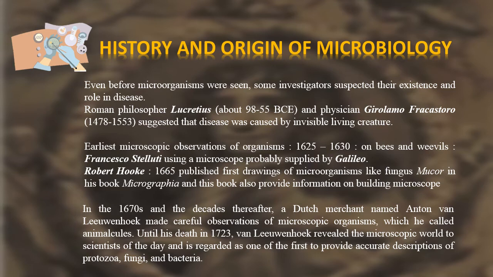Robert Hooke in 1665 published the first drawings of microorganisms like fungus and mold in his book Micrographia, and this book also provides information on building a microscope. In the 1670s and the decades thereafter, a Dutch merchant named Anton van Leeuwenhoek made careful observations of microscopic organisms which he called animalcules. Until his death in 1723, van Leeuwenhoek revealed the microscopic world to the scientists of the day and is regarded as one of the first to provide accurate descriptions of protozoa, fungi and bacteria.